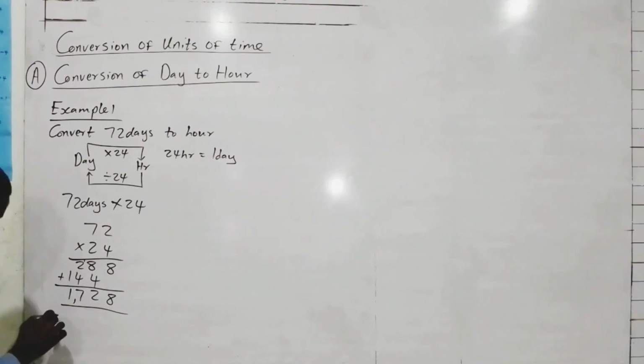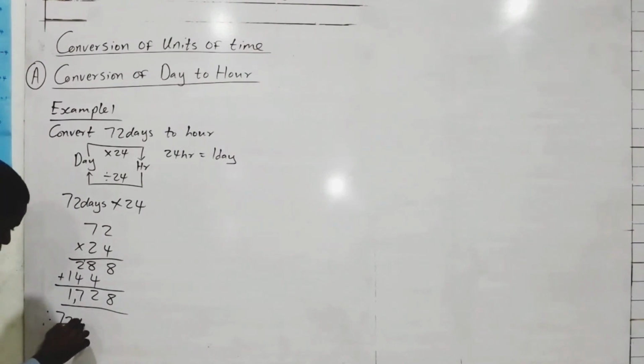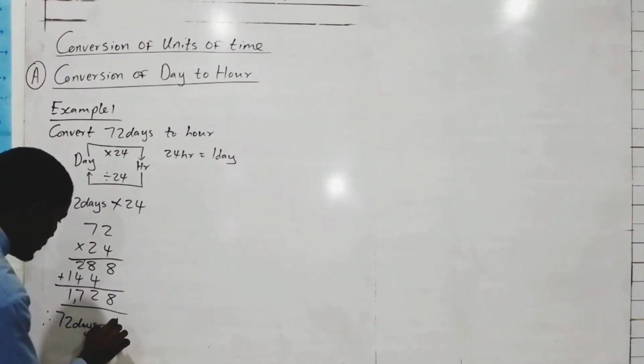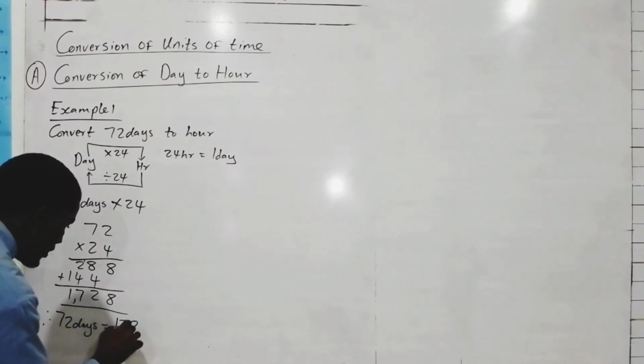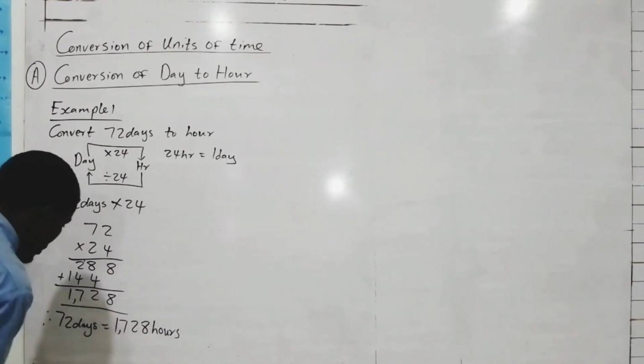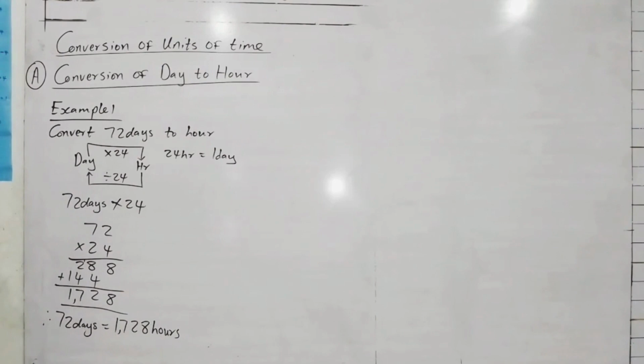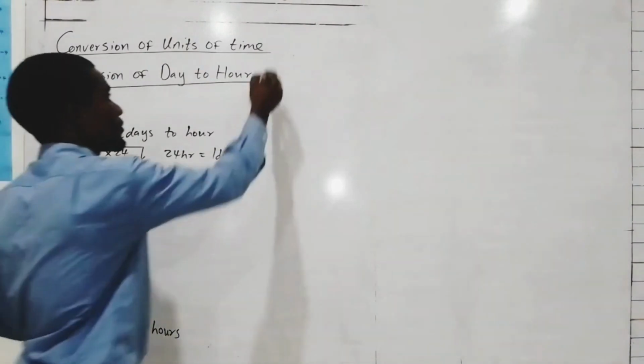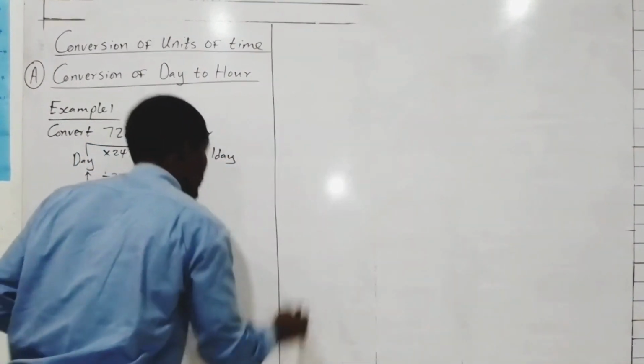Therefore, 72 days equals to 1728 hours. Let's take another example.